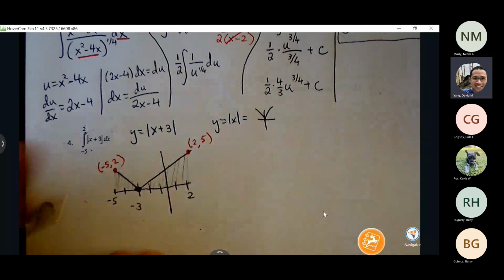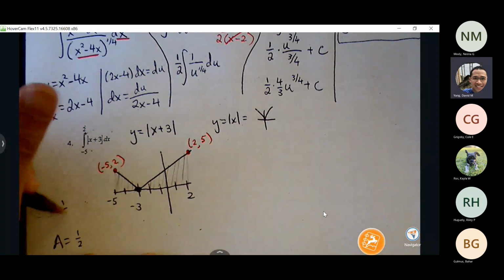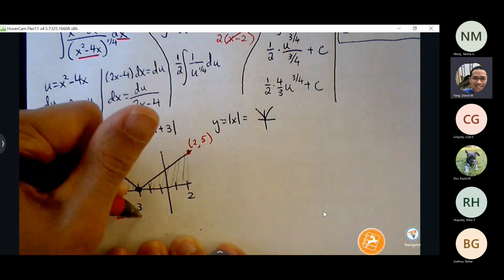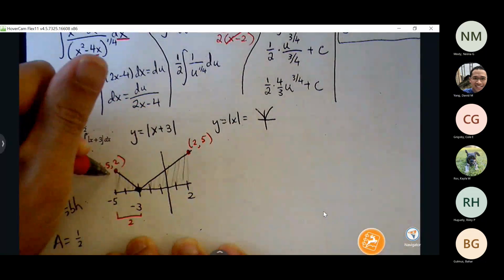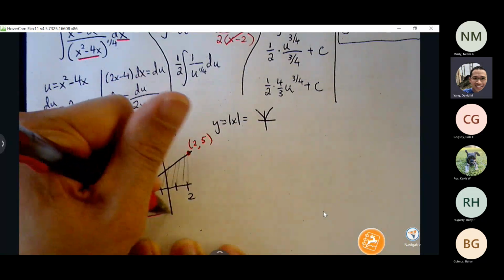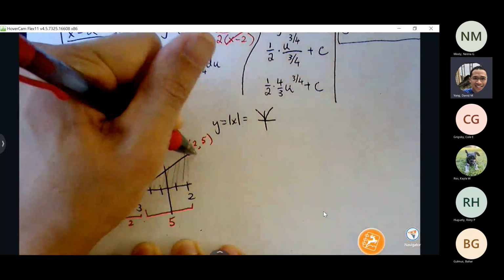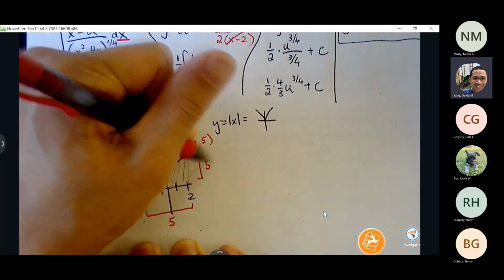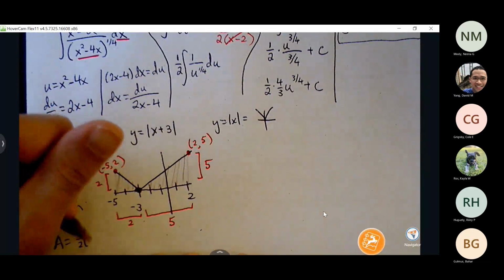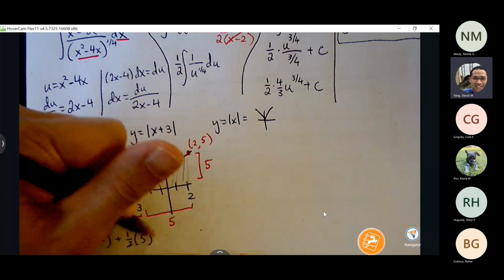All right, so let's add up our areas here. Area is just 1/2 base times height, 1/2 base times height. The base of my first triangle is 2. The height of my first triangle is also 2. The base of my second triangle is 5, and the height of my second triangle is also 5. So 1/2 base times height for the first triangle, 1/2 base times height for the second triangle.